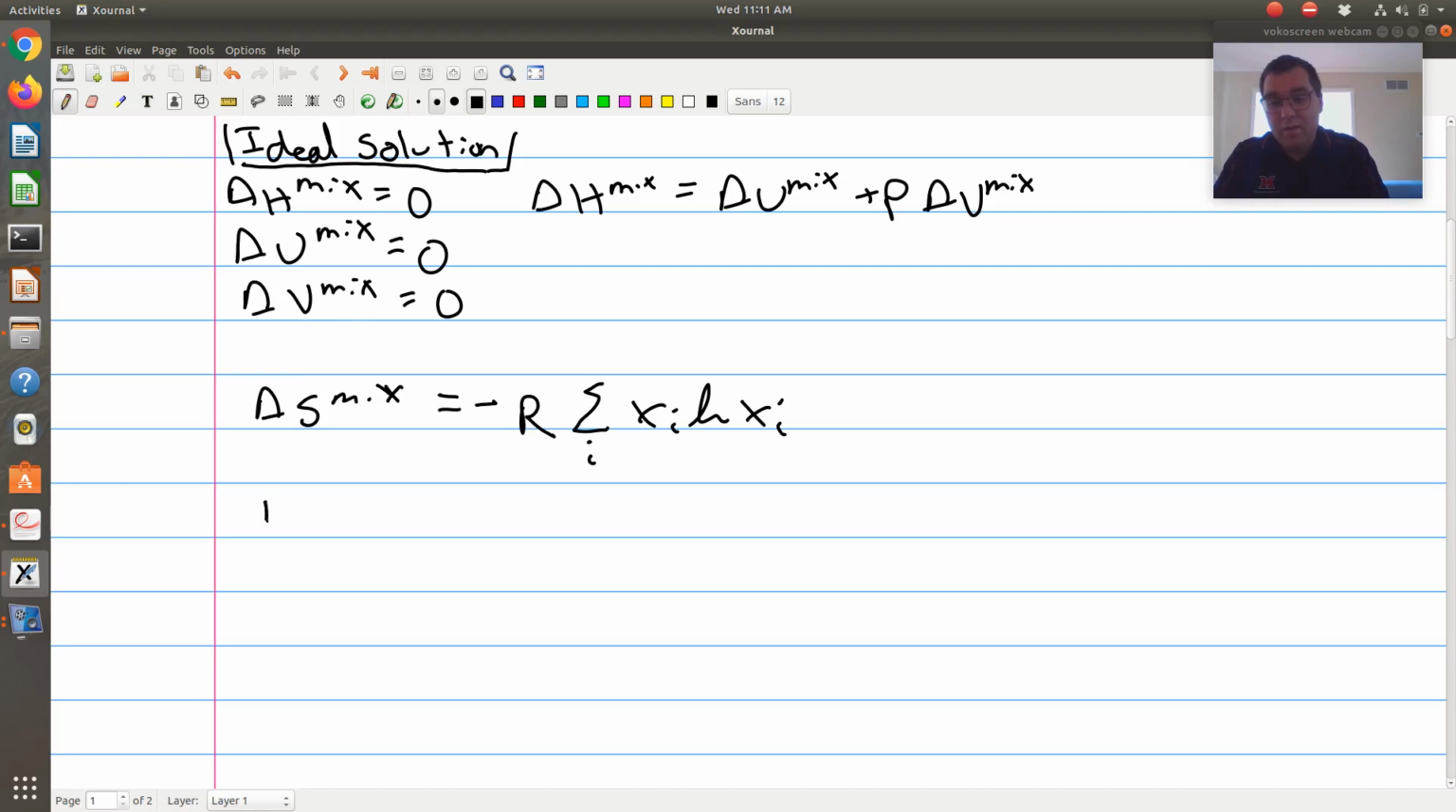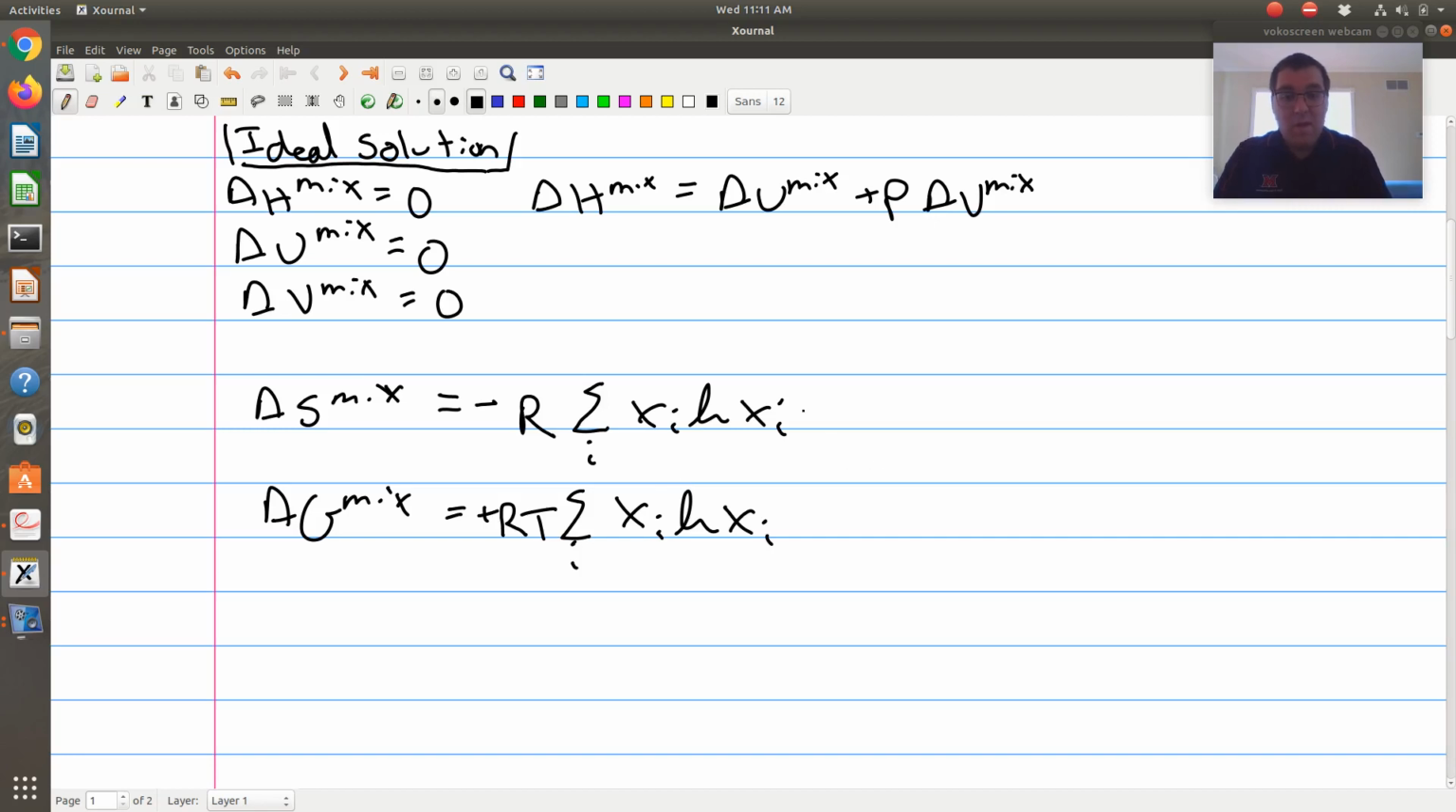Then delta G of mixing. Remember the key term is the sum over i of x_i log x_i. Now delta G of mixing will always be less than or equal to 0. It'll be equal to 0 in those pure component limits, but otherwise delta G of mixing will be less than 0. So x_i is less than 1, log x_i will be negative, so I'll need a positive sign up front. Then I multiply by RT, which has units of energy, the same units as G.